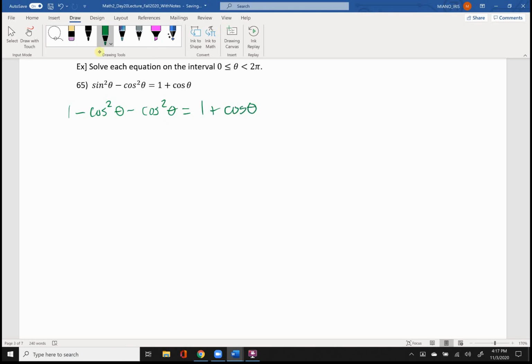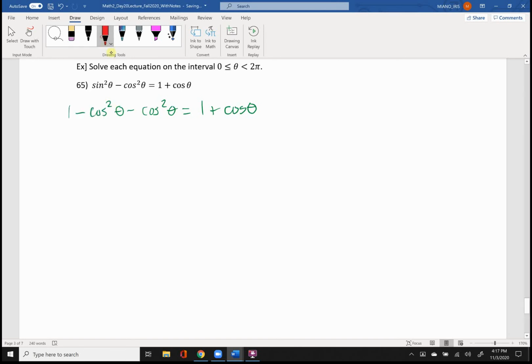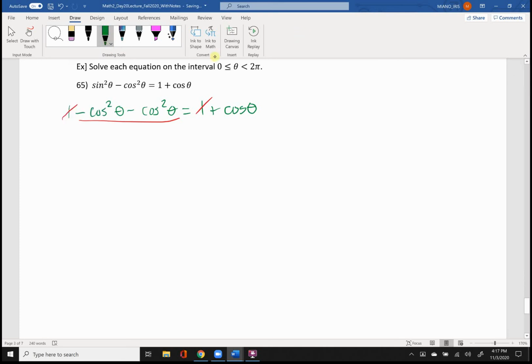Okay, so I can combine some like terms over here, right? These and these can be combined, and also the 1s will cancel out on both sides of the equation. So then I'll have negative 2 cosine squared theta equals cosine theta. And so then I'll add 2 cosine squared theta to both sides so I can have it equal to 0. And it might not be clear why I would want to do that, but I would really like it if I could get everything on one side.